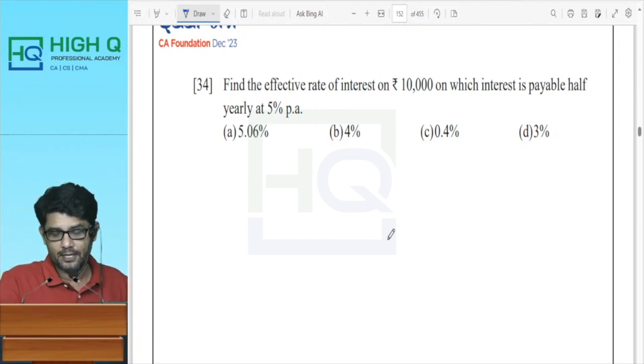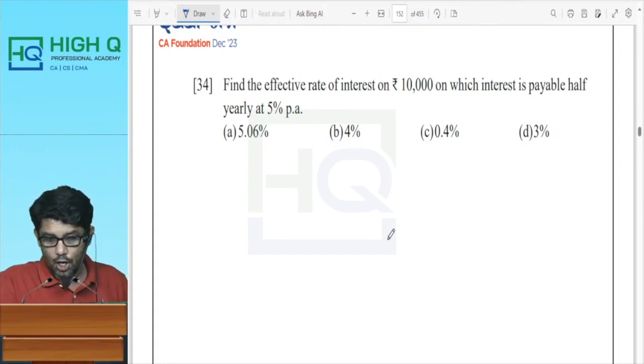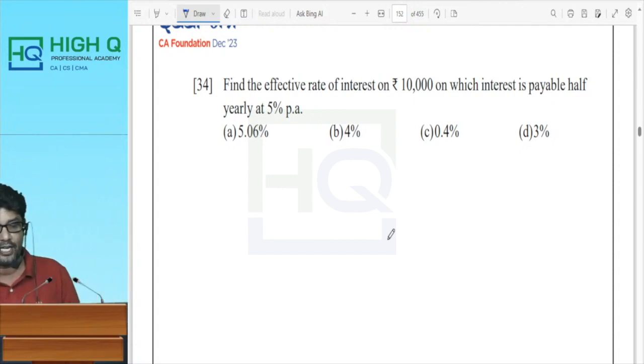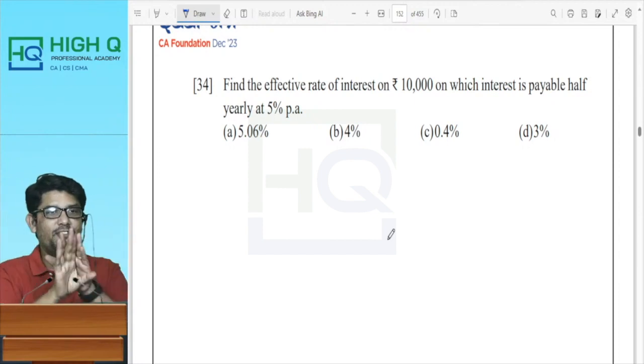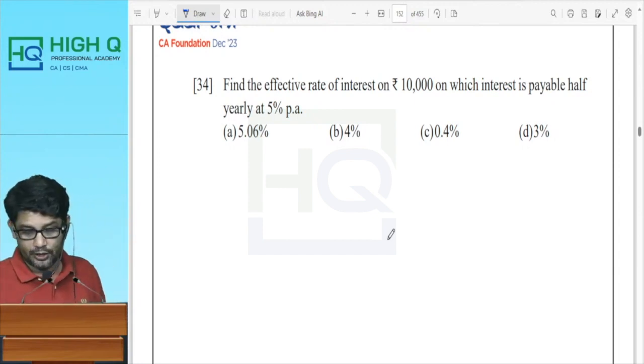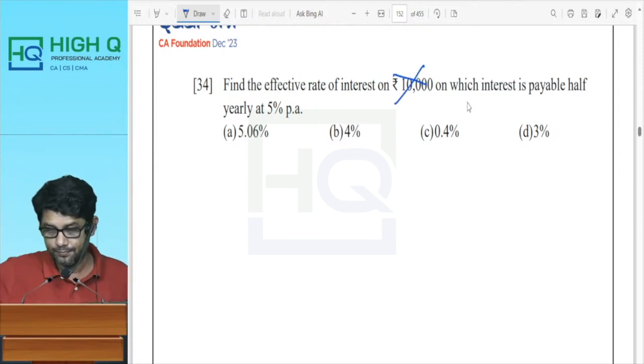Find the effective rate of interest on 10,000 rupees on which interest is payable half yearly 5%. Give me the answer fast. Effective rate of interest, remember, it is independent of principal. So you need not bother about this 10,000.